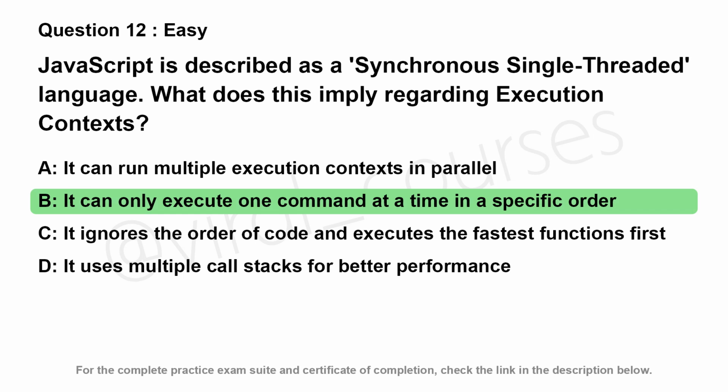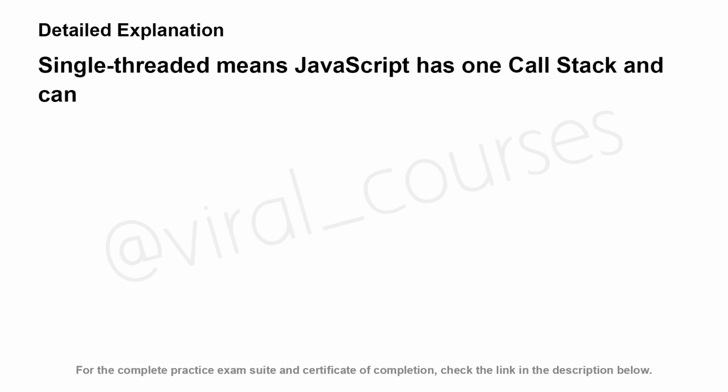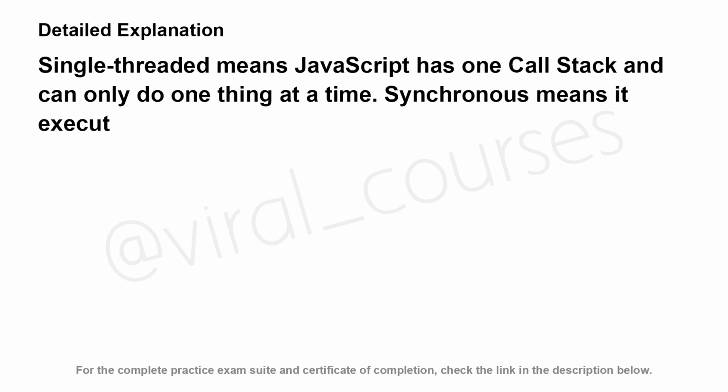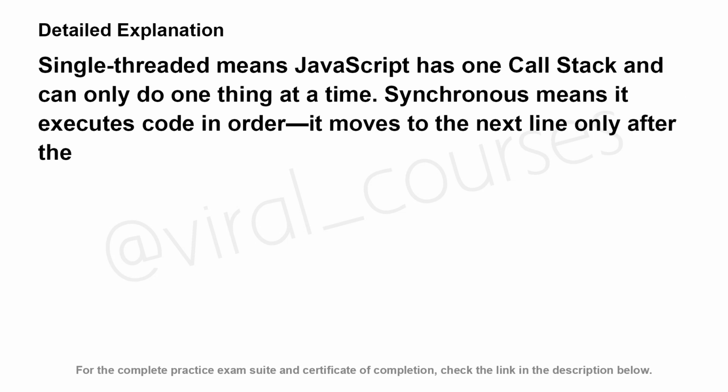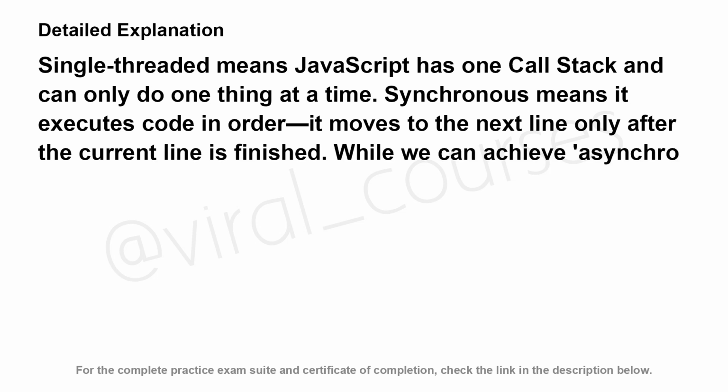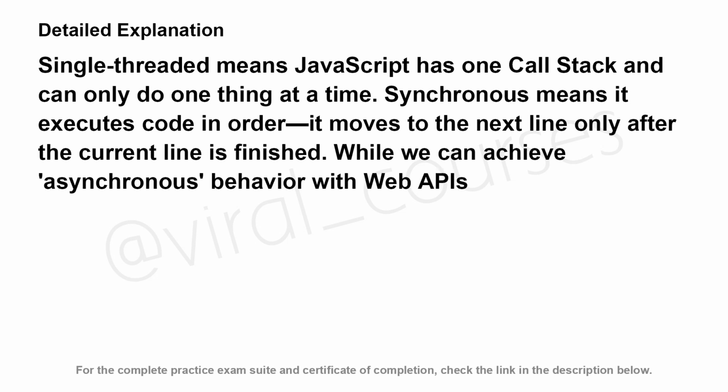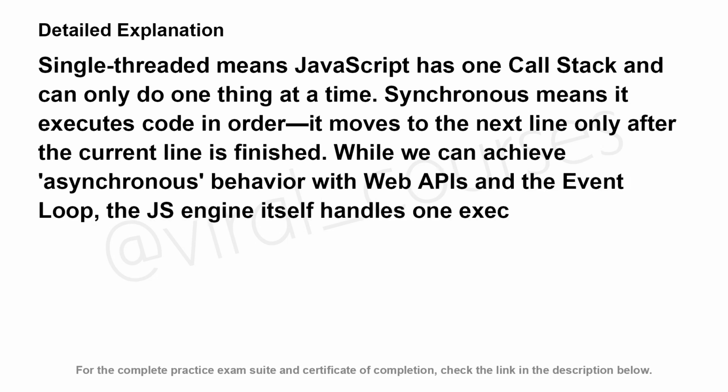The correct answer is B. Single-threaded means JavaScript has one call stack and can only do one thing at a time. Synchronous means it executes code in order. It moves to the next line only after the current line is finished. While we can achieve asynchronous behavior with web APIs and the event loop, the JS engine itself handles one execution context at a time.